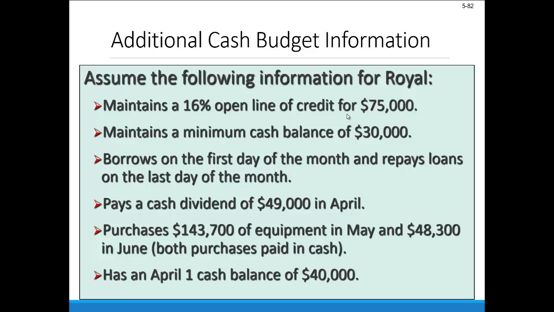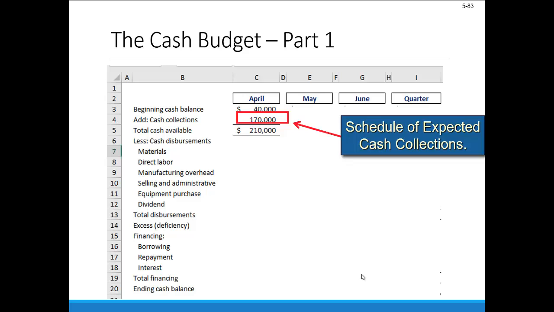Let's also assume they borrow on the first day of the month and repay loans on the last day of the month whenever they need to do that. Let's assume they pay a cash dividend of $49,000 in April, and that they purchase some equipment in May and June, $143,700 in May, $48,300 in June, paying for that entirely in cash. And let's say they had an April 1st cash balance of $40,000. So let's put together Royal's cash budget.